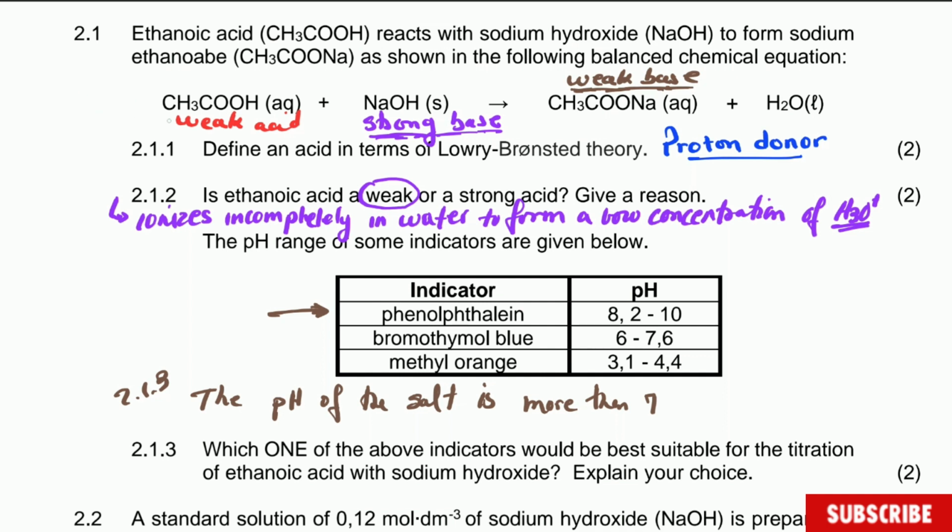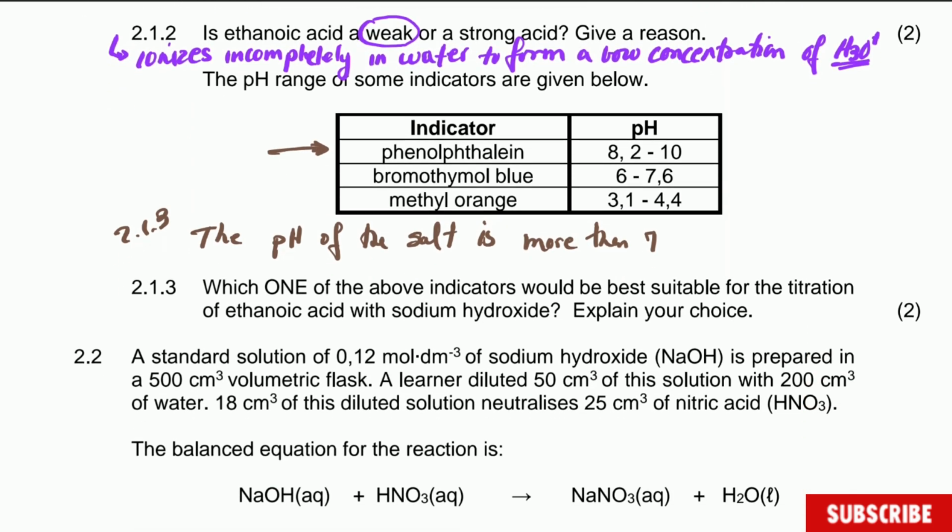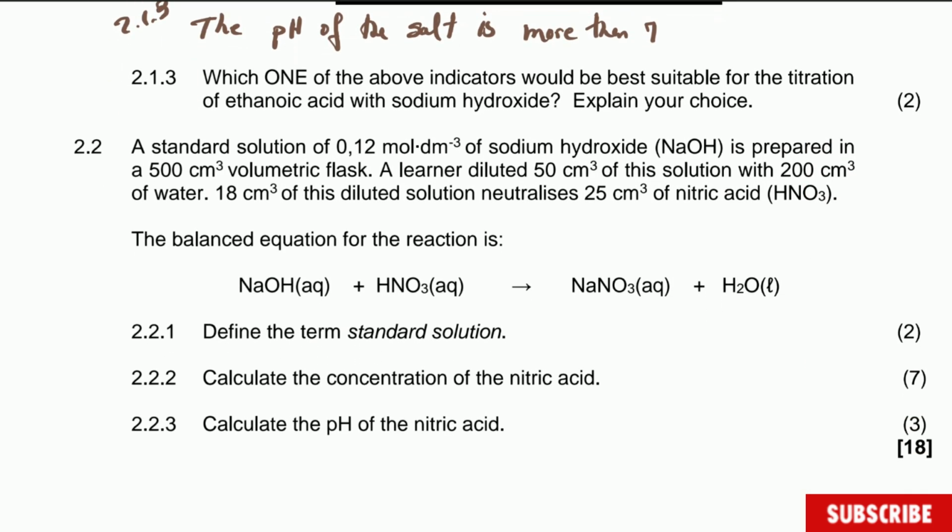2.1.3, which is also related to the type of acid or base we have in the equation. It's a very good question. Now this one is a very tricky stoichiometric calculation. The standard solution of 0.12 mol per cubic decimeter of sodium hydroxide is prepared in a 500 cubic centimeter volumetric flask. A learner dilutes 50 cubic centimeter of this solution with 200 cubic centimeter of water. 18 cubic centimeter of this solution neutralizes 25 cubic centimeter of nitric acid. This is a lot of solutions, and it's very confusing. The balanced equation for this reaction is that one there.